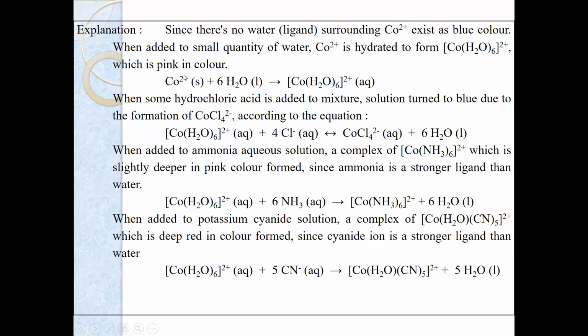sorry, the explanation is due to when cobalt ion dissolved in water, you form a Co(H2O)6 2+, which is a pink color. And when the pink color Co(H2O)6 2+ is added to the concentrated chloride ion, you form the CoCl4 2-, which is the blue color solution. Okay, so when added to ammonia, you form slightly deeper pink color. It is still pink, but it's deep pink. And finally, when you add it with cyanide ion, you form a red blood solution.